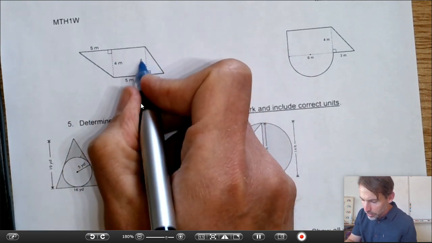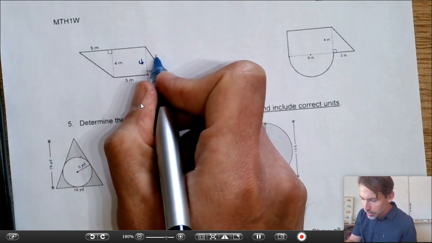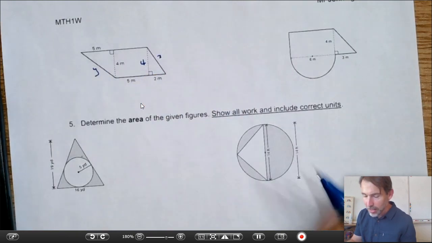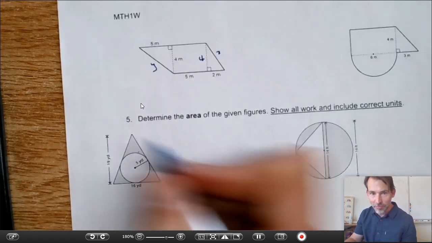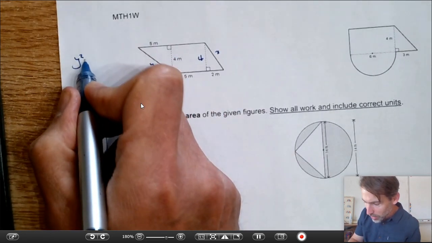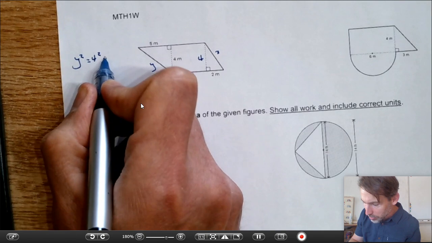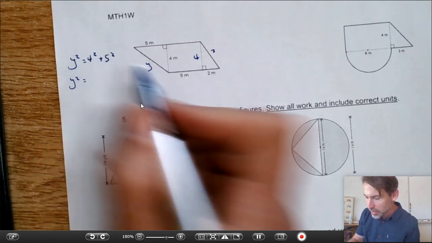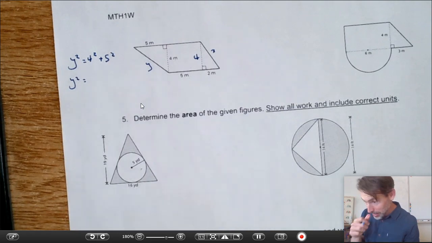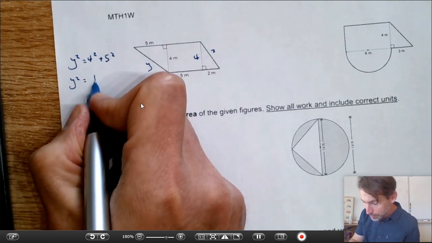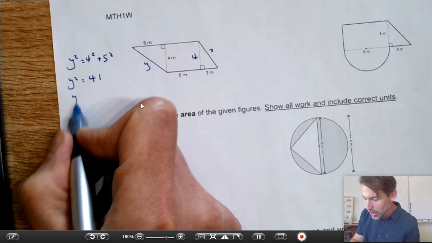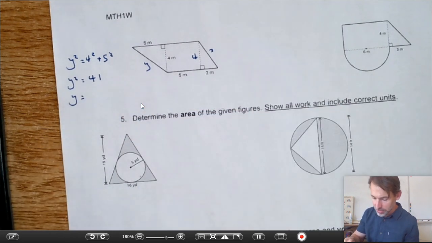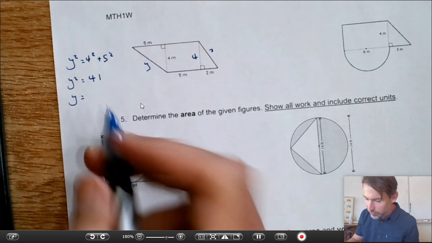Well, this is 4 over here too, and I don't know this one. Okay, call that x and that y. All right, let's find them. Y squared equals 4 squared plus 5 squared. Y squared equals 16 plus 25, which is 41. Y is a little bigger than 6. Square root of 41 equals 6.4.